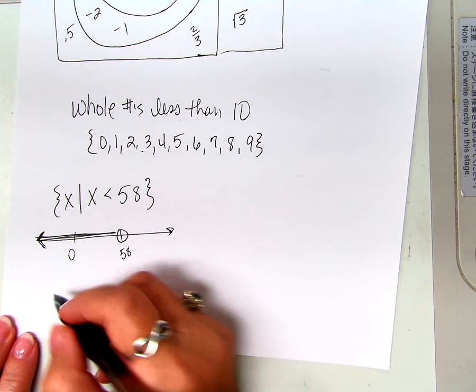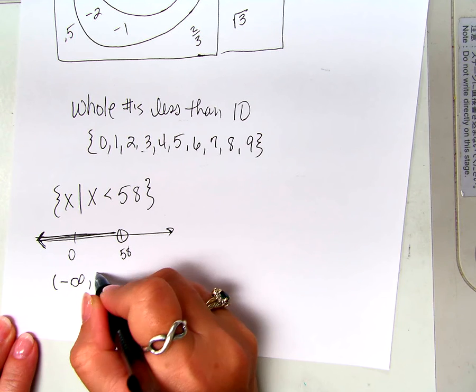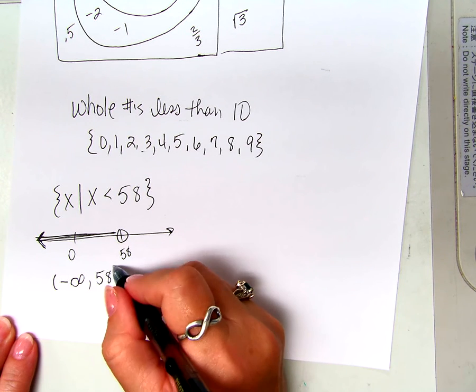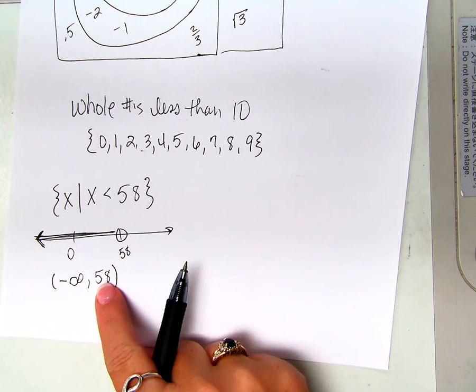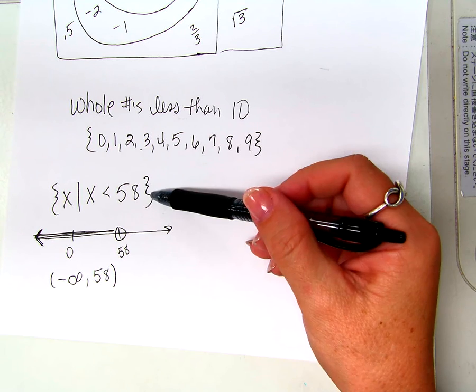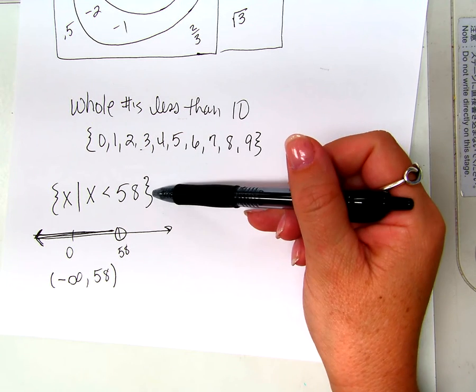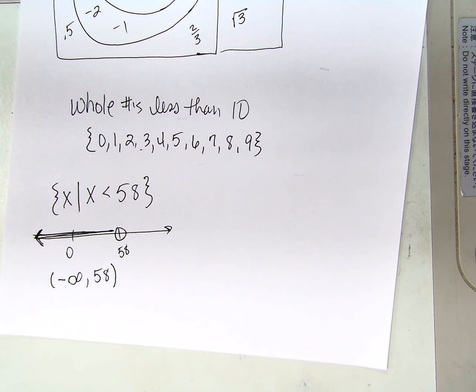It's everything less than 58. So it goes all the way this way. And when it gets to 58, it's not included, so it's a parenthesis. You recognize this, don't you? We just didn't use the vocabulary word last time. So now you know what interval notation is. This is set builder notation. This is interval notation. Sometimes this is called inequality notation, just depending on what book you're using. Do you have any questions about this?